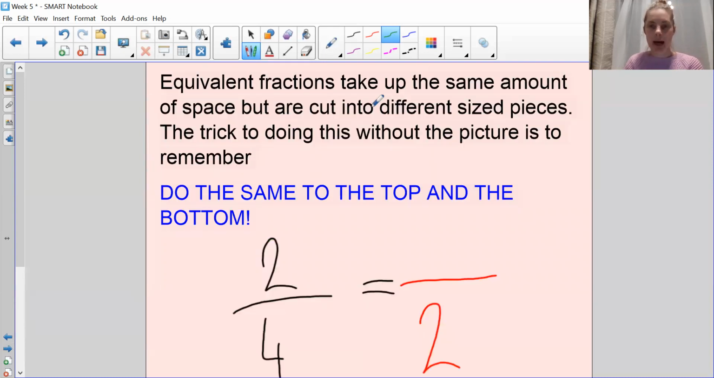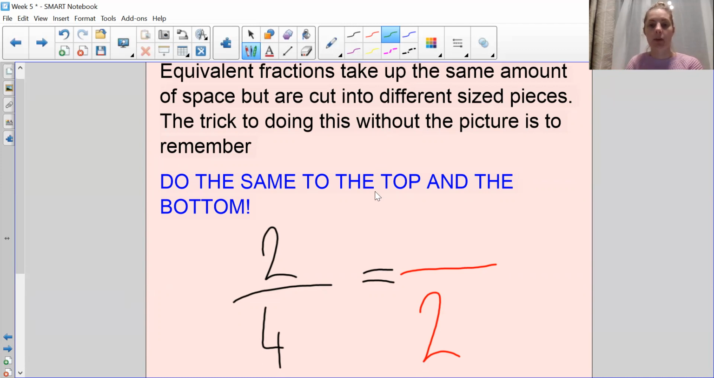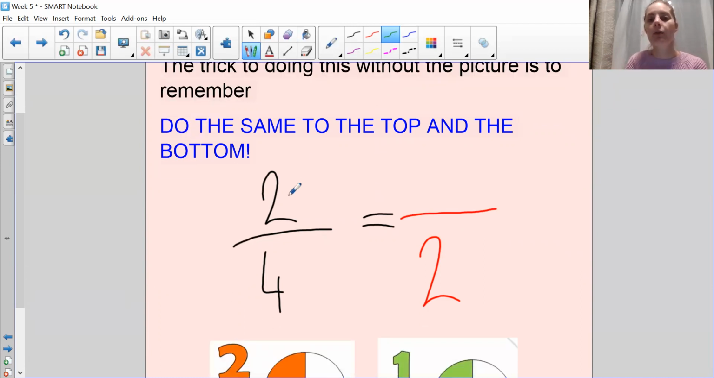Right, so equivalent fractions take up the same amount of space like we saw earlier with the halves, but they are cut into different sized pieces. You would have noticed that the bigger the number got at the bottom, the smaller the piece was getting. Okay, so the trick is when we're finding equivalent fractions, that whatever we do to the one number, we must do to the other number. So when I'm making an equivalent fraction, I'm going to go and look at what they've given me. And I'm going to see, right, I've got 2 quarters and I have a half here.